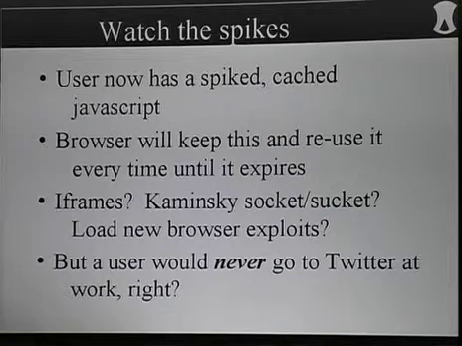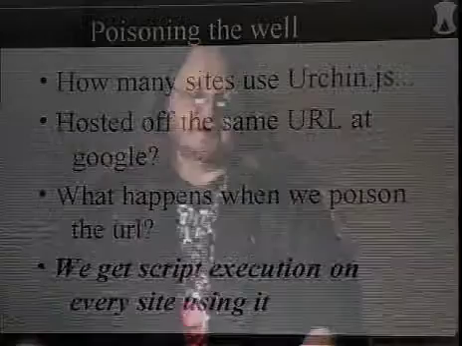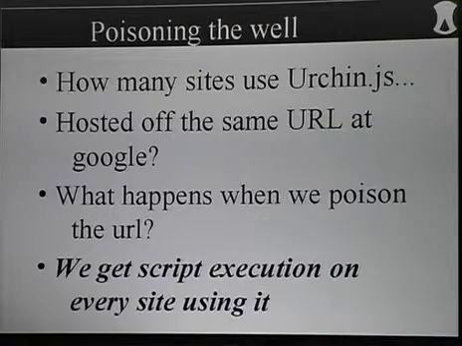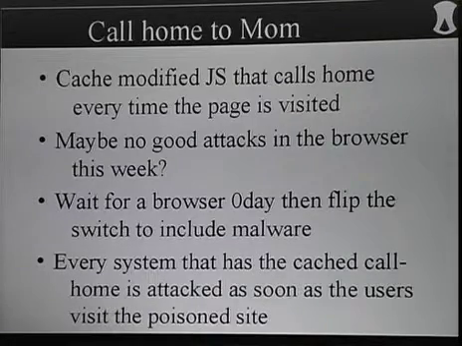What do we get to do with that? Iframes, Kaminsky's socket suck-it stuff from a couple years ago. But I mean, you'd never go to Twitter at work, right? Or none of your users would ever go to Starbucks and then come back and goof off. And I mean, how many sites use urchin.js off the same Google URL? And what happens when we poison that and they load our cached copy for every website that uses it? How about just modifying JavaScript that calls home? So it pulls a file off a remote server every time it gets loaded.